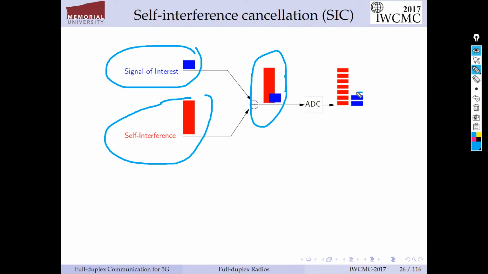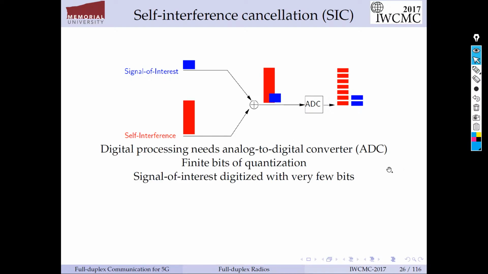When you quantize them, for the small signal you get just two levels, but for the large signal you get too many levels. Due to this reduction in the number of quantization levels for the small signal, you will not be able to recover it correctly without much noise. Why? Because the resolution of your signal is very low now. How are you going to detect the details of the signal? It's going to be tough and hard. So, to deal with this: digital processing needs an analog-to-digital converter with finite bits of quantization.